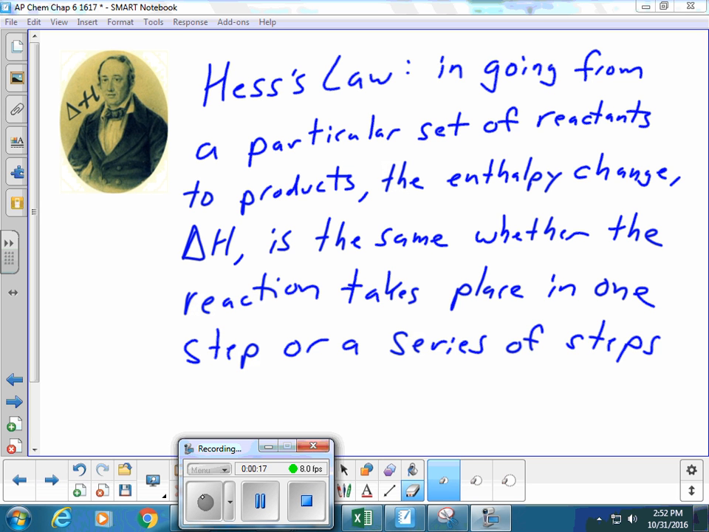I think what we're going to do is take a look at some problems, then come back and see how that applies to Hess's law. I've got a picture of Germain Hess there. He was born in Switzerland, lived in Russia. So let's take a look at a problem dealing with Hess's law, and we can come back and see how his law applies to it.